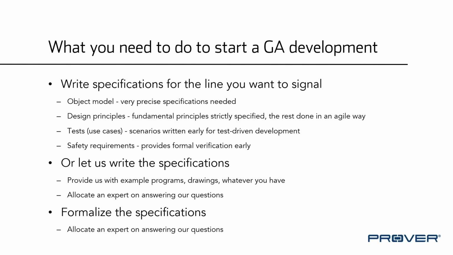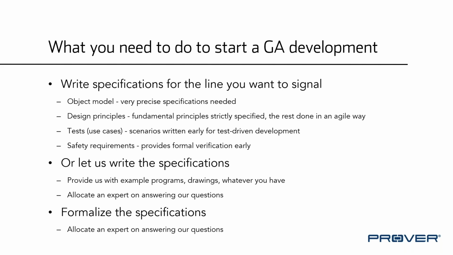So if you want to start a generic application development, you need to start by writing specifications for the line you want to signal. We have found out that it's very good to divide these specifications in 4 parts. The object model needs to be very precise from the beginning. It explains what kind of objects you have and what inputs and outputs they have. So for example, a switch might have an input that detects the position of the switch, and it might have an output to the switch motor that throws the switch. These things need to be precisely defined because it's important for all other development you do.